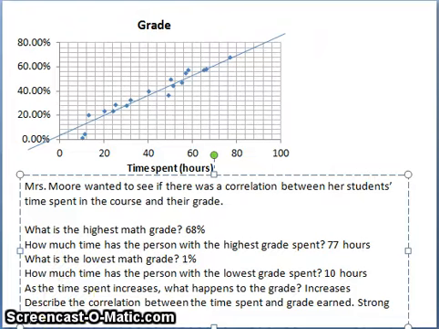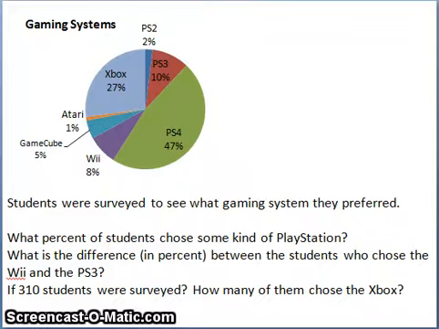But everything's relatively close to that line, so we can also say it's a pretty strong correlation. Okay, now circle graphs or pie charts. This one is about gaming systems. I hope I took good guesses as to what responses would be, because obviously I haven't actually surveyed 310 students. Okay, so students were surveyed to see what gaming system they preferred.